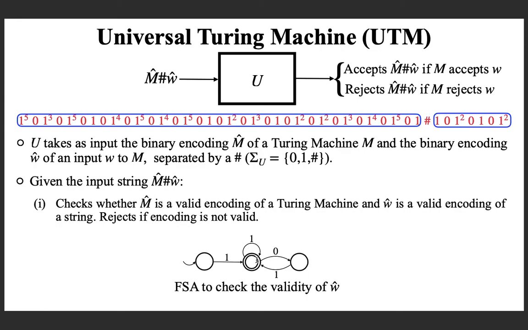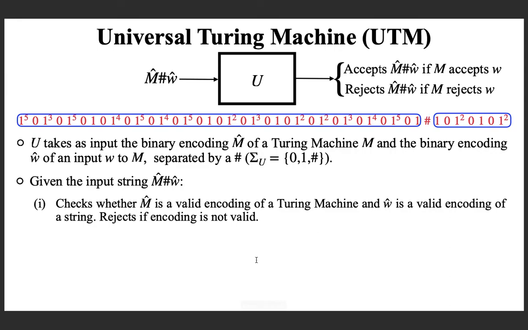So you can easily verify it. Thus, the Universal Turing Machine first checks whether these are valid encodings of a Turing Machine and an input. If it is not, then it immediately rejects and returns. And suppose these are valid encodings, then what the Universal Turing Machine is going to do is, it runs the Turing Machine M on W.